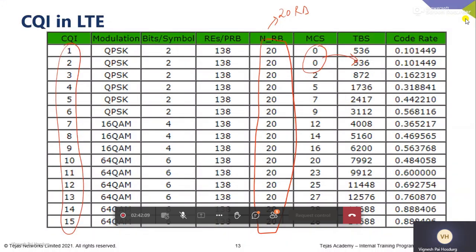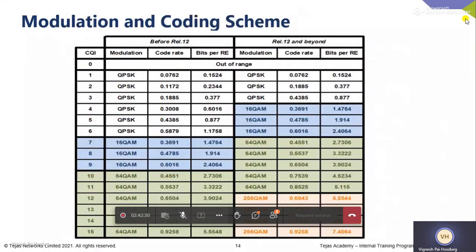Why I put this question purposely is because usually you see this parameter inside your drive test, or whenever you are looking at some of the call log files, you will look at the CQI value. So you can make a note that each and every value will have a corresponding modulation and coding scheme.